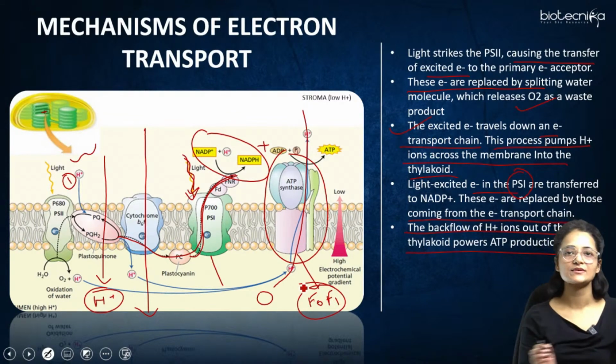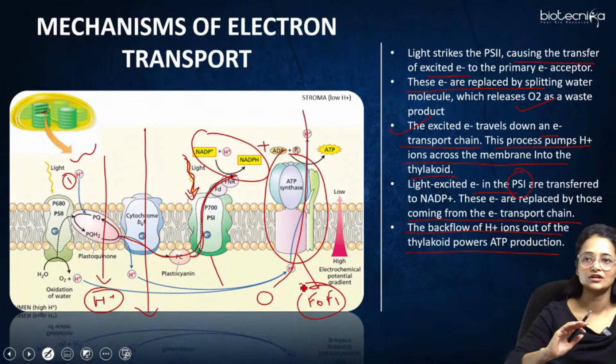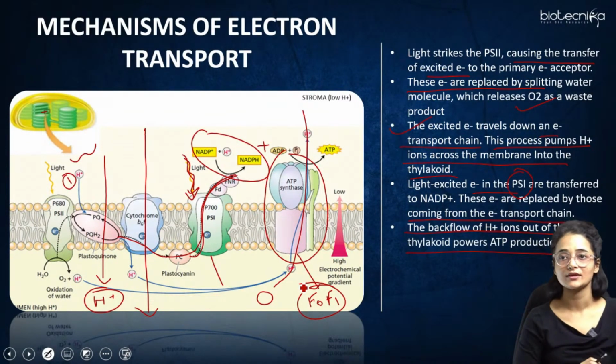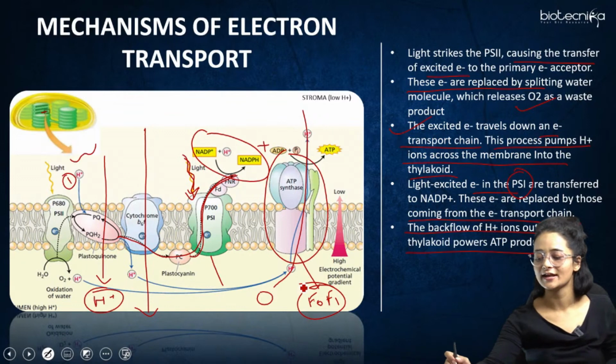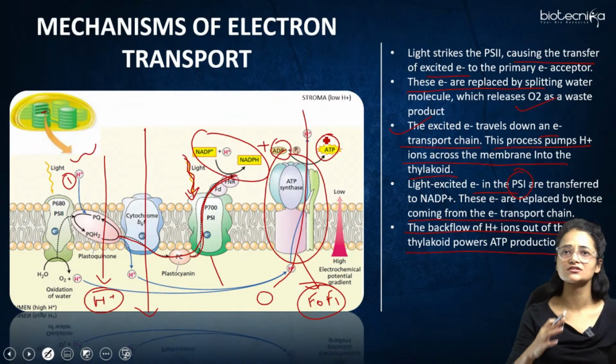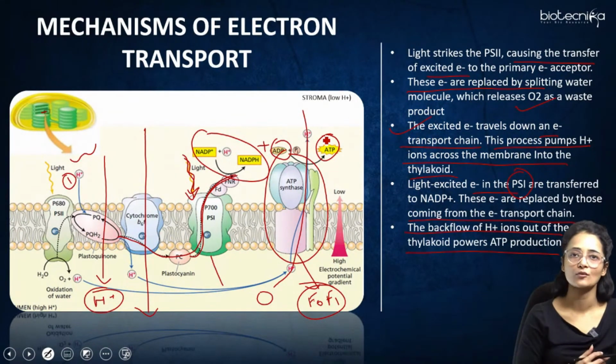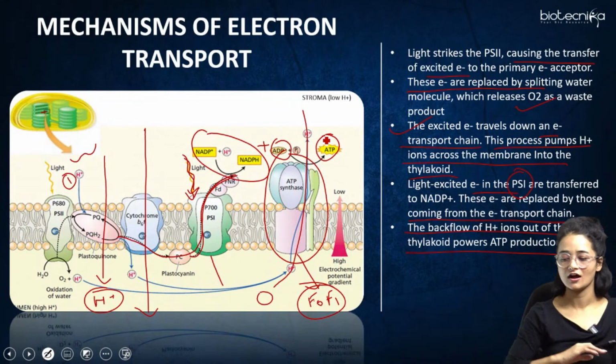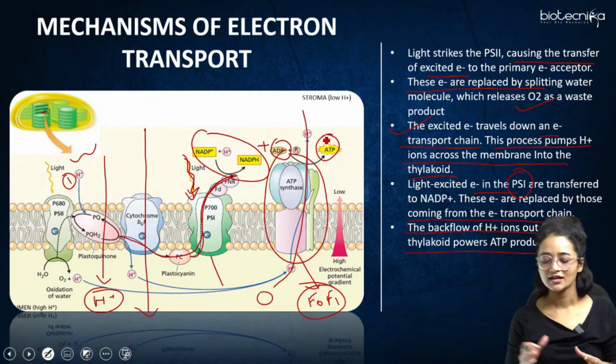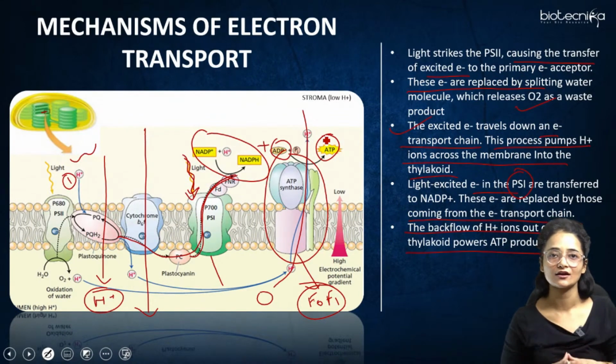So through this ATP synthase complex, the hydrogen ions are being transferred, and as a result, ATP is being produced. The ADP is being converted into ATP, right? So this is the whole reaction which is taking place. Two products are being formed, NADPH and ATP, after this whole photophosphorylation reaction. This is how it basically takes place in the thylakoid membrane.